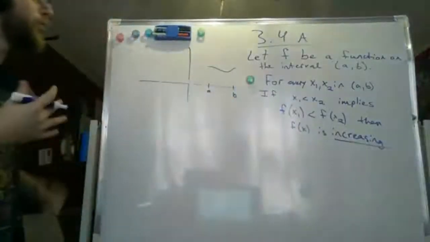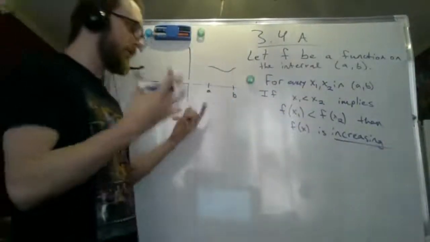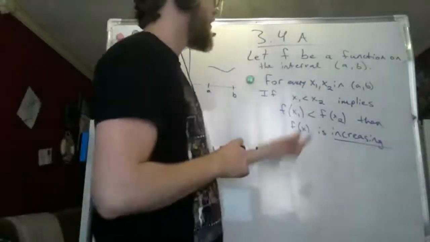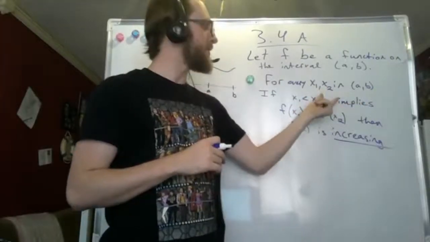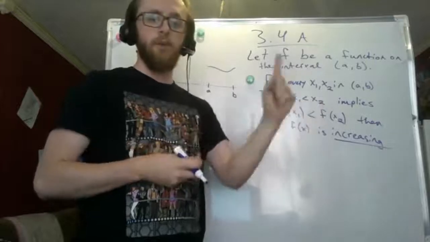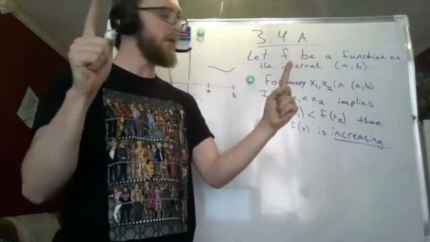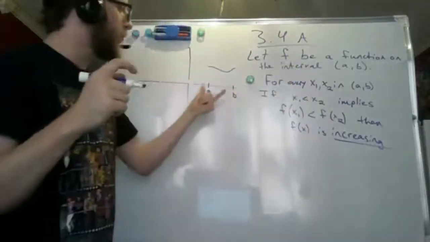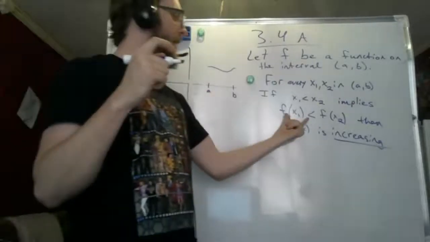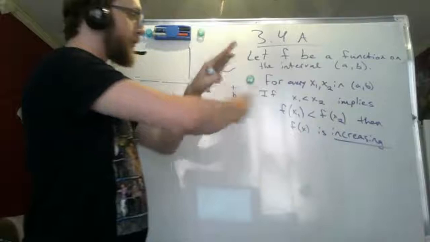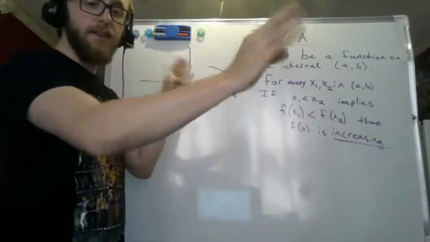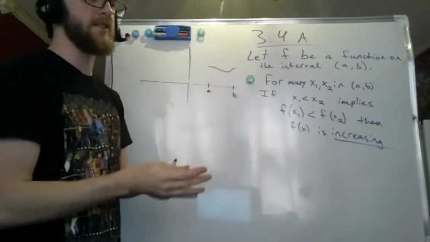So what does this actually mean? Well, what it means is that for any pair of x's I pick in (a, b), so long as I pick a pair where the first one is less than the second one, if the f of the first one is less than the f of the second one, and that's true for any pair I pick, then the function must be increasing.